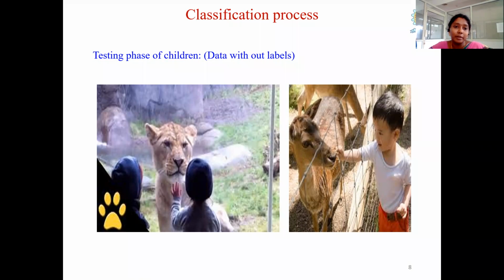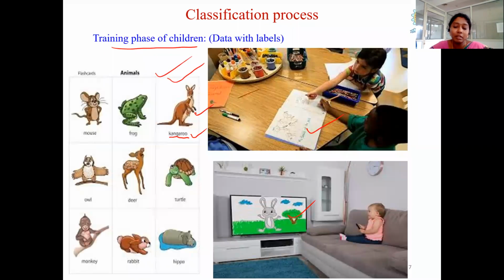So just observe the process of labeling. What happened in the training phase? Here the kid or student is the classifier in our example. In the training phase, we provide data along with the labels, or along with the classes, and we give some training. That means the classifier is trained initially on the training data, which includes data along with the label.